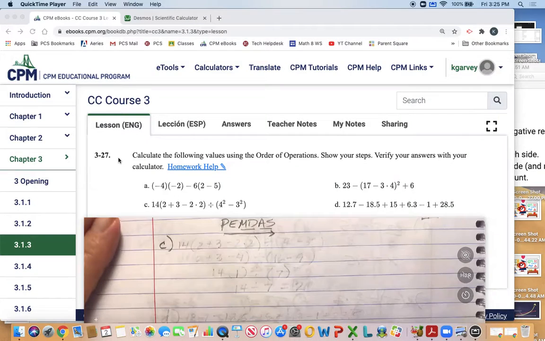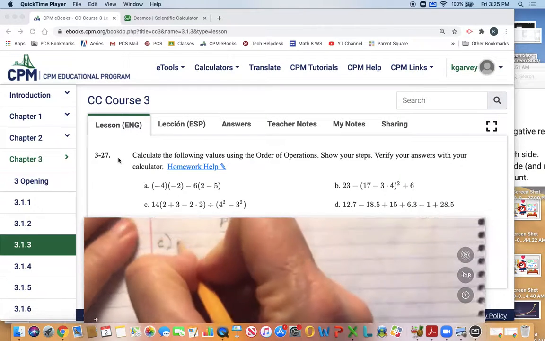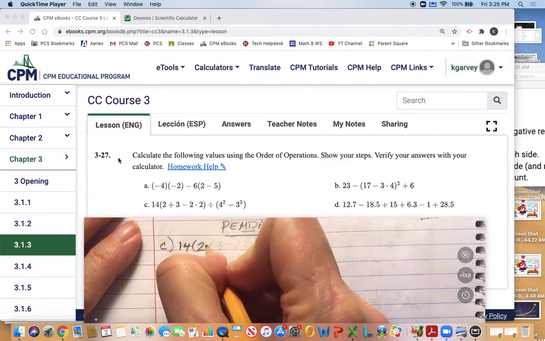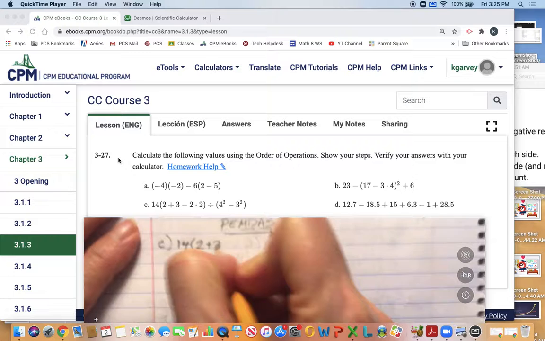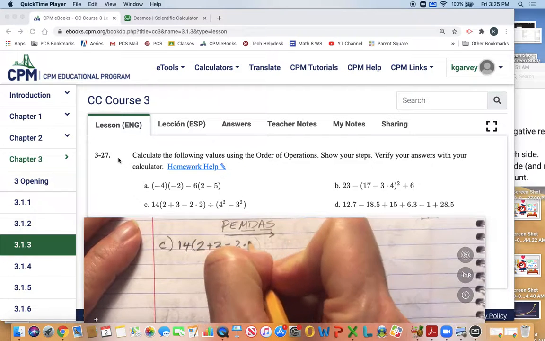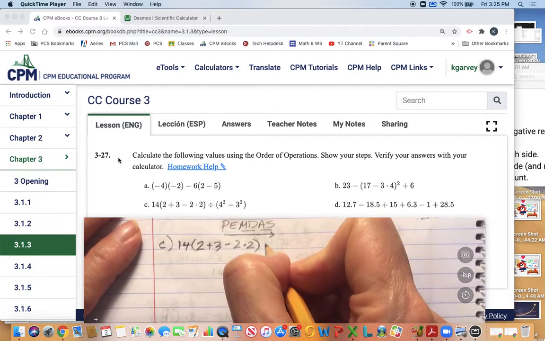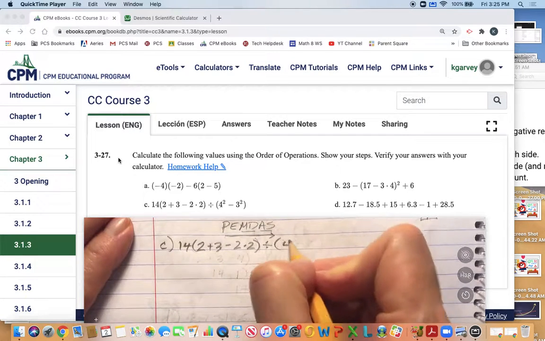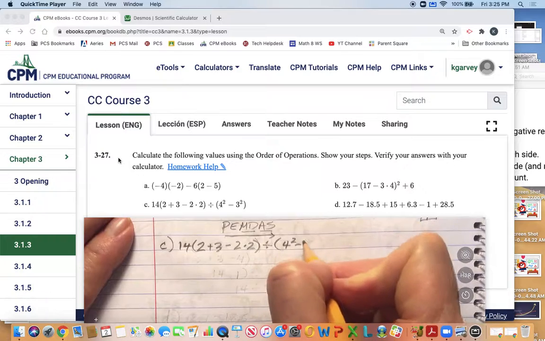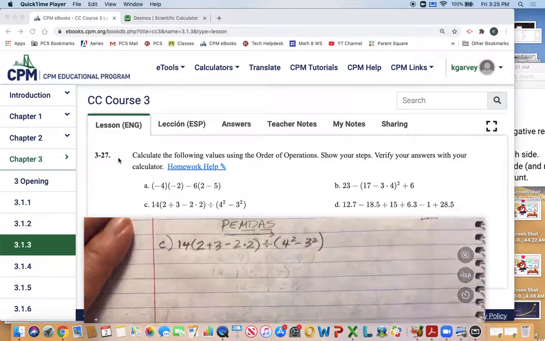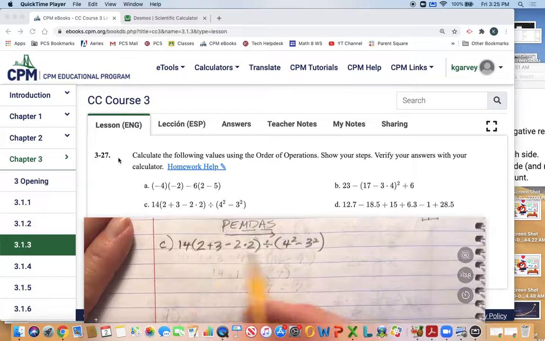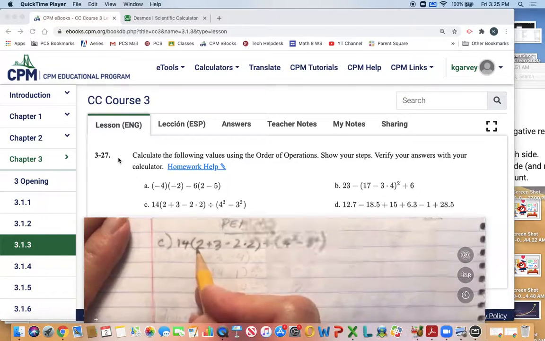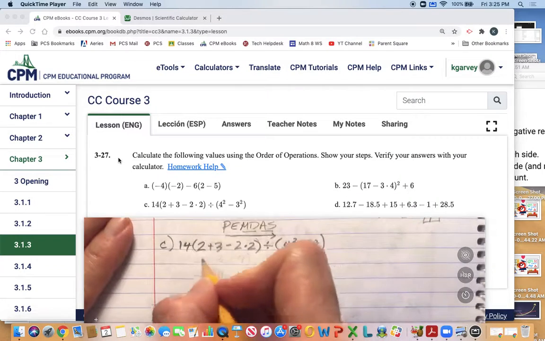Okay, we're doing 3-27C now, so I'll write that down. 2 plus 3 minus 2 times 2 and divided by, in parentheses, 4 squared minus 3 squared. Okay, so first we need to resolve what's inside the parentheses. So let's go ahead and do that.